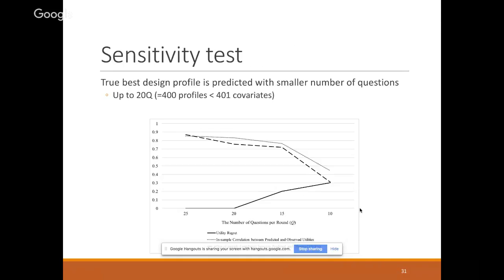And we also wanted to test how sensitive it is to the number of questions, that means the number of design profiles shown or tested to the subject. We could still find the best performing design with only 20 questions per round. It became a little bit unstable with 15 questions and 10 questions per round. With 20 questions, we tested only 400 profiles out of 5,000 profiles. Considering over 400 explanatory variables, with 20 questions we have a smaller number of observations than the number of variables in the design matrix. So even in that case, we could find the best performing design profile with the proposed method.